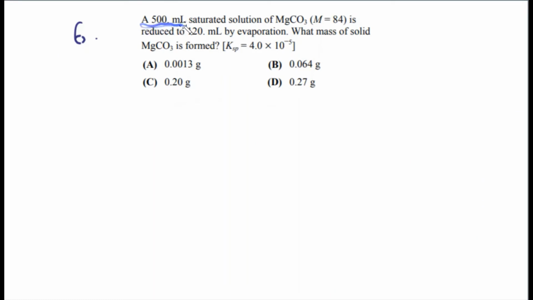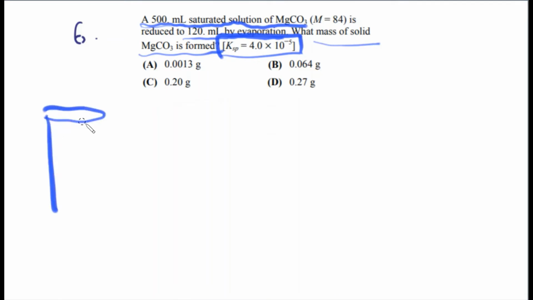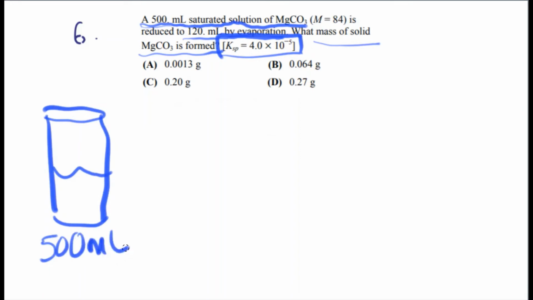So a 500 mL saturated solution of magnesium carbonate is reduced to 120 mL by evaporation. What mass of solid, MgCO3, is formed? And they give us the Ksp, which will be pretty important. So we have to first understand what's going on before we can do some math. So we start off with a container with 500 mL of the saturated solution. So that means that the maximum amount of salt was dissolved in there.